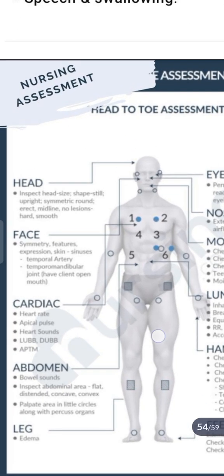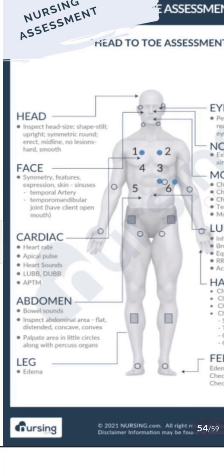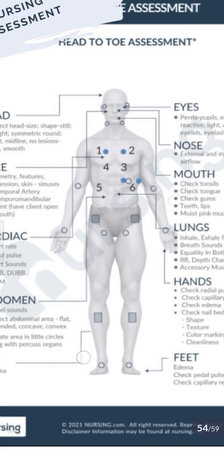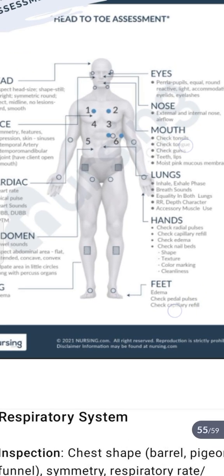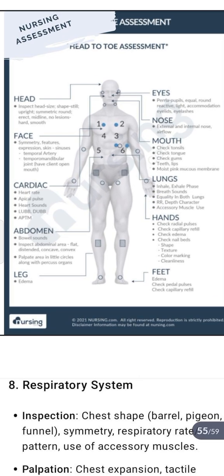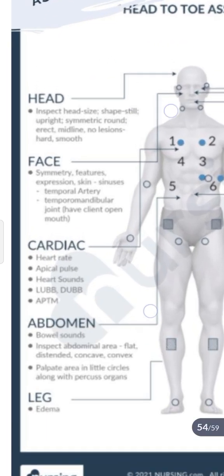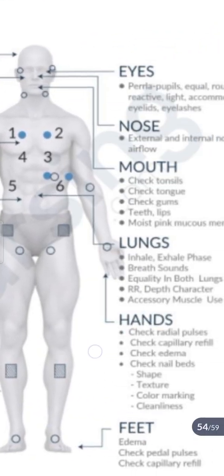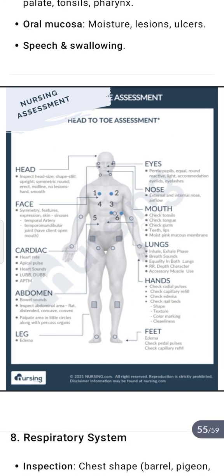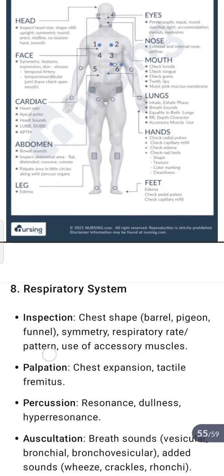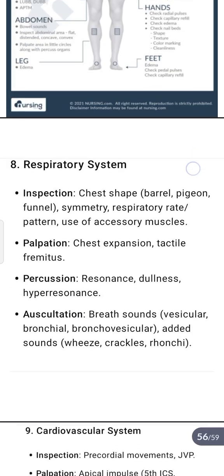So head to toe assessment mainly includes head, face, eyes, nose, mouth, but in exams mainly abdomen and lungs are asked. Then upper extremity, lower extremity. So you can see all these things, and while writing or explaining the general assessment, if you make a diagram, you have more chances to gain marks.